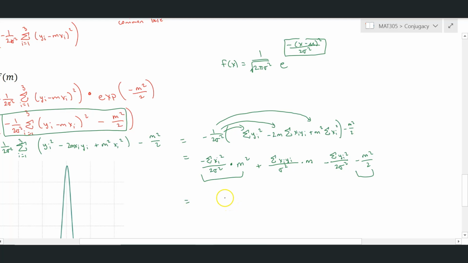And so I can rewrite that term as, if I factor out an m squared from them, then what that will leave me with is negative sum of xi squared over 2 sigma squared minus 1/2. Okay, that's just my coefficient, doesn't depend on m. It's all only dependent upon the givens. And then this guy stays the same. And this is times m, and this is our constant.